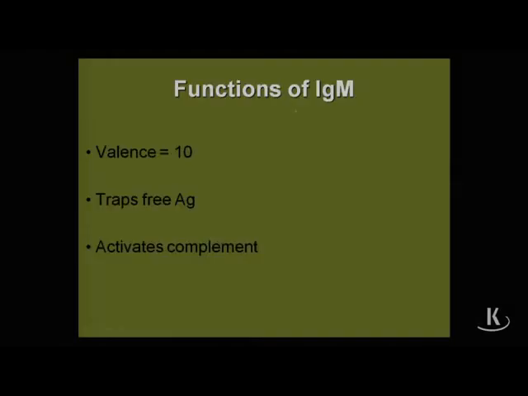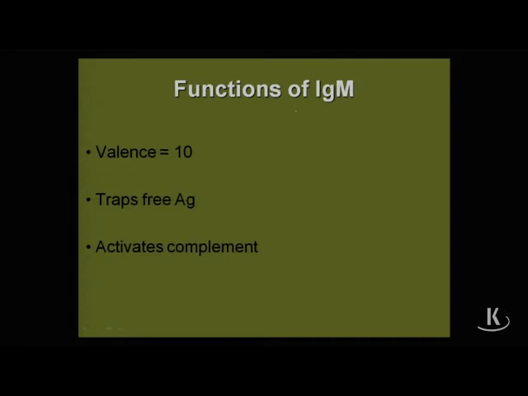Now, what are some of the functions of IgM? Obviously, we said it could bind 10 antigens. We call that valence. It has a valency of 10. We've said that most antibodies are bivalent, so we know that they can at least bind 2 antigens. The primary role of IgM is that it traps free antigen. So we produce it very well in a primary response when we do have a lot of antigen around, and its primary role is just to trap that antigen and help remove that antigen.